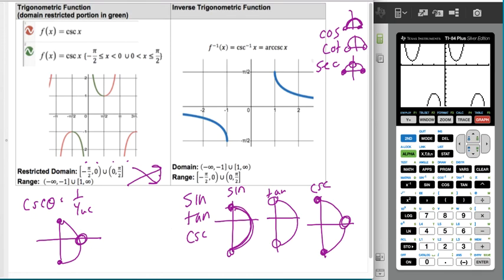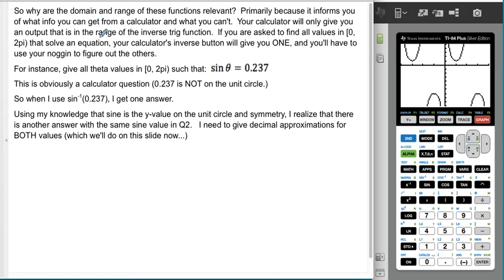All right. So let's go ahead and talk about why this is useful. Primarily, it tells you what info you can get from your calculator and what info you can't. Your calculator only gives you the output that falls in the range of the inverse trig function. If you're asked to find values in, let's say, 0 to 2 pi for that equation, you're going to have to use your logic. After your calculator gives you an answer, you're going to have to logic it out and figure out the other value.